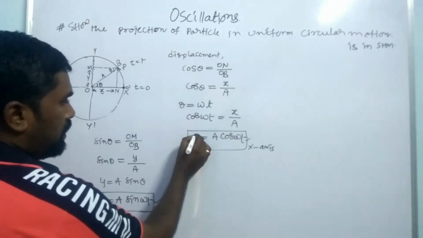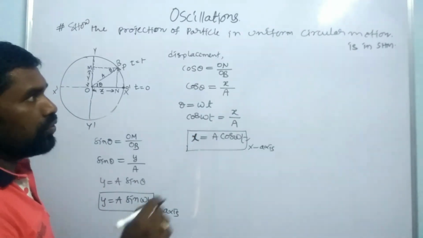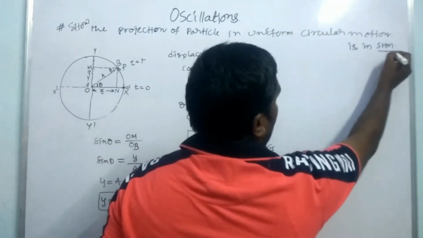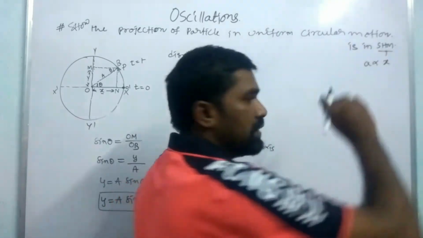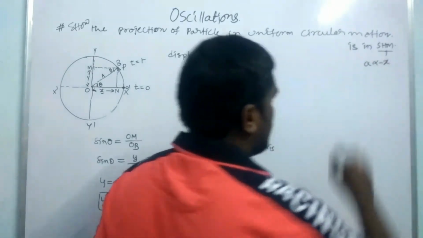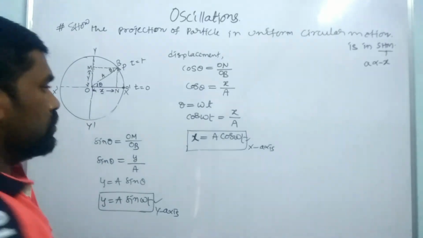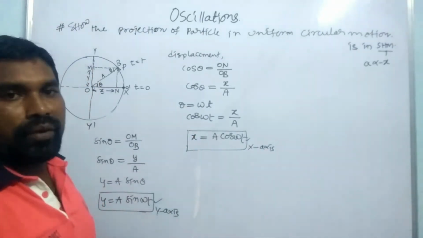So if you know the displacement, then you have to find the velocity and acceleration. Why do you need to find the acceleration? To show simple harmonic motion, you must find that the acceleration of the particle is directly proportional to its displacement and opposite in nature. Hence you need to find the velocity and acceleration. So from this equation you can differentiate with respect to time on both sides.